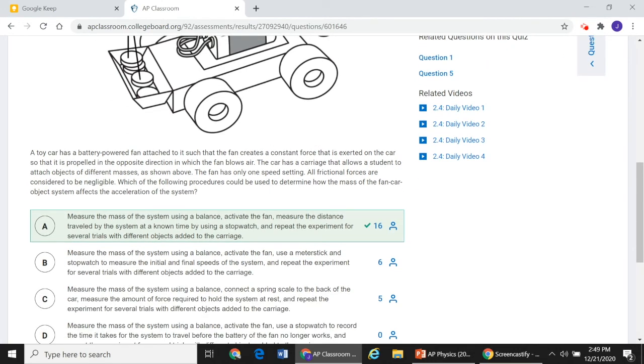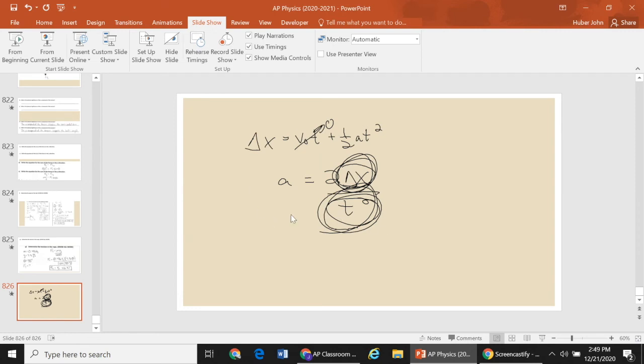Measure the mass of the system using a balance, activate the fan, measure the distance traveled by the system at a known time using a stopwatch, and repeat the experiment for several trials with different objects added to the carriage. It's very important to realize they love asking questions where you have to use this equation to calculate the acceleration. 2 delta x over t squared is a really clutch equation to use for experiments because measuring acceleration is annoying unless you have technology. But if you just say, forget it, the object is going to start from rest, I'm just going to lay down a meter stick and a stopwatch and use that to measure the distance and the time, you can calculate the acceleration using this equation.